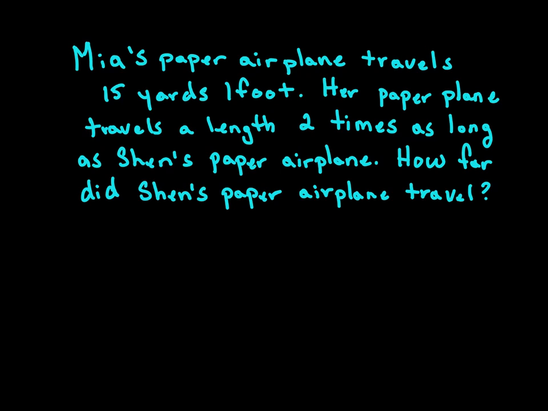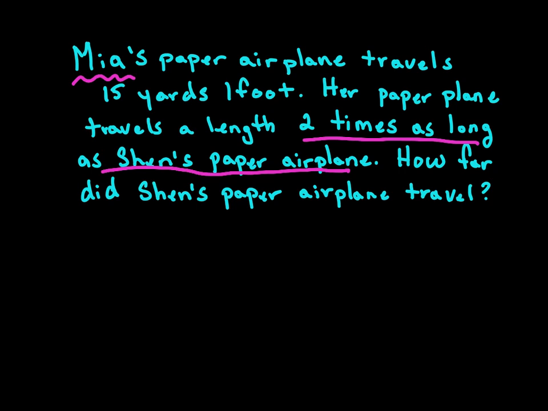Okay, in our next problem, Mia's paper airplane travels 15 yards and 1 foot. Her paper plane travels a length two times as long as Shen's paper airplane. How far did Shen's airplane travel? So who traveled more? It would be Mia, her paper plane traveled further than Shen's. So Mia's number is going to be bigger and Shen's going to be smaller.